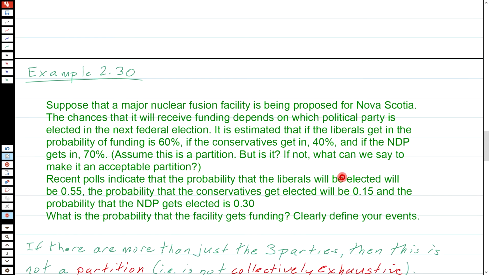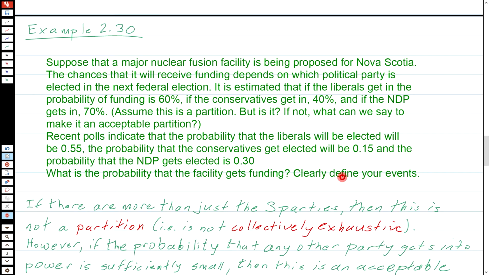Let's illustrate the whole concept with an example. Let's suppose that a major nuclear fusion facility has been proposed for Nova Scotia, and we're evaluating the chances that it receives funding. That depends on which political party is elected in the next federal election. It's estimated that if the Liberals get in, the probability of funding is 60%, if the Conservatives get in, 40%, and if the NDP get in, it rises to 70%.